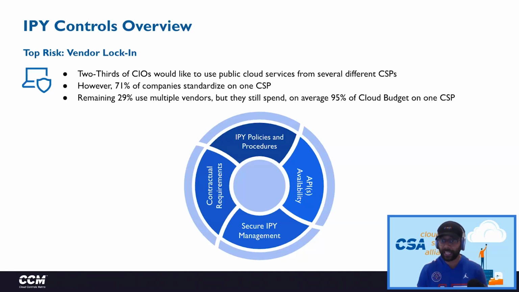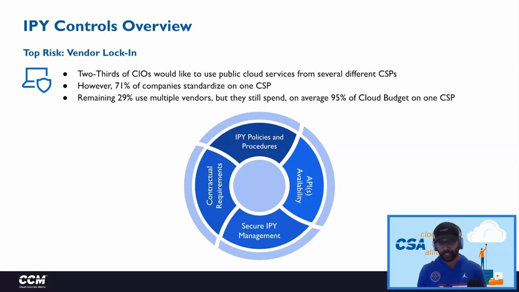The interoperability and portability domain and its controls help us mitigate a top risk, which is vendor lock-in. According to one study by Bain and Company, two-thirds of CIOs would like to use public cloud services from several different cloud service providers. However, 71% of companies standardize on one CSP, and the remaining 29% use multiple vendors, but they still spend on average 95% of their cloud budget on one CSP.